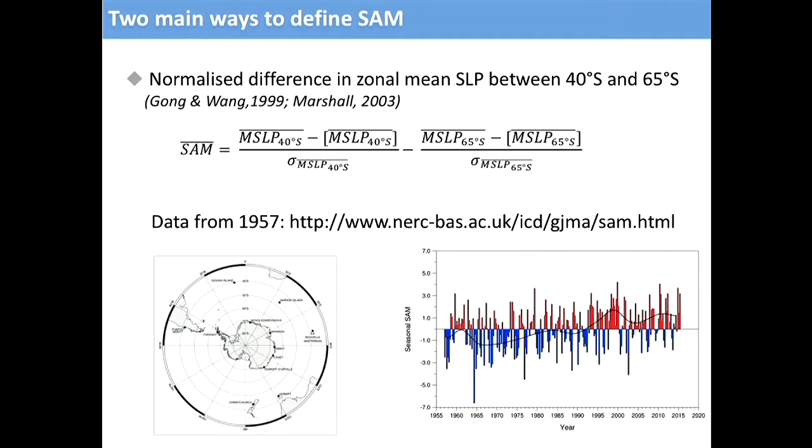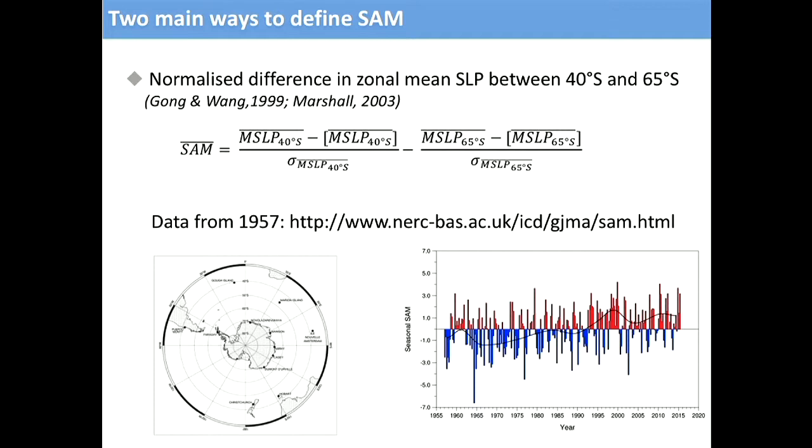One of the confusing things that some people find about the SAM is that there's different ways of defining it, and different data sets used, different variables used. So there's two main ways. One that's got a lot of traction since the turn of the century is this index of zonal mean sea level pressure differences between this mid-latitude region and the polar cap region.